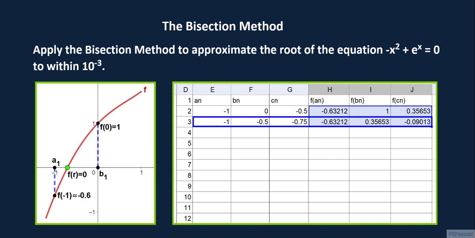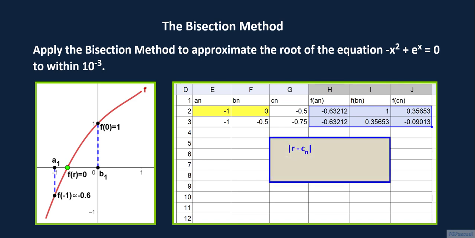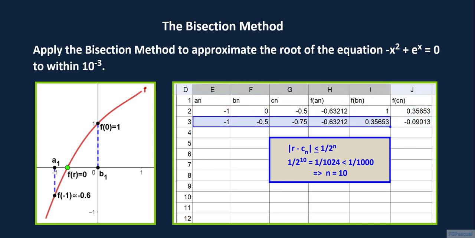To determine how many rows we need to do this, we first note that we are cutting each interval in half at each iteration. Our starting interval, whose endpoints are -1 and 0, had length 1. So the absolute error of our estimate, which is the absolute value of r minus c sub n, is less than or equal to 1 divided by 2 raised to the nth power. Now, 1 divided by 2 to the 10th power is equal to 1 divided by 1024, and this is less than 1/1000th. And so at iteration 10, we will have obtained a midpoint that is strictly within 1/1000th of the exact solution. So we drag the handle of row 3 to cover all the way down to row 11 for 10 iterations.